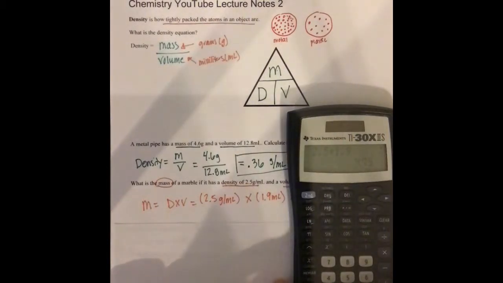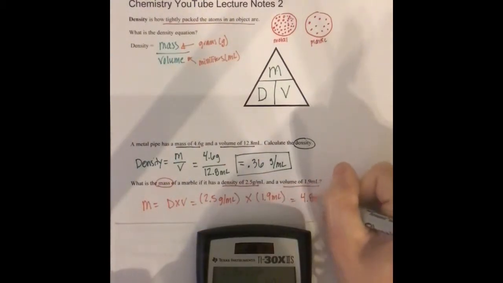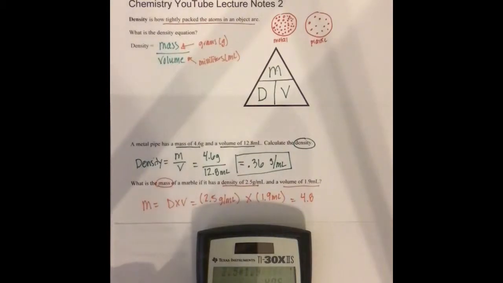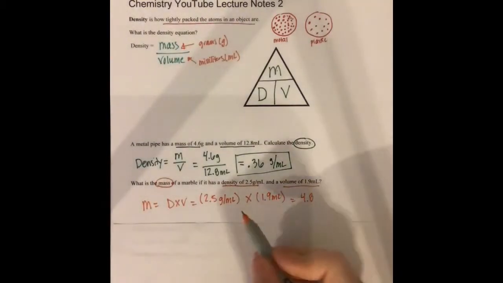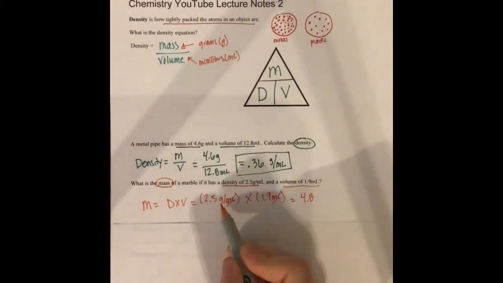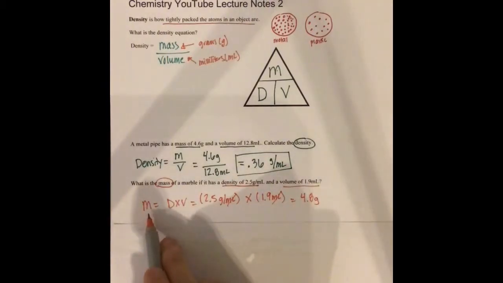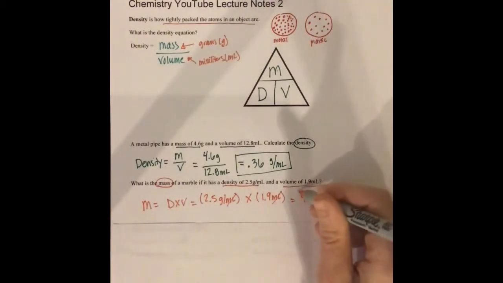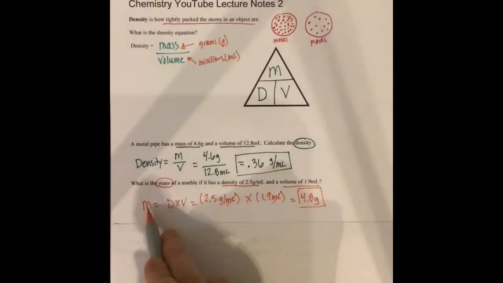And I get 4.75. We could round that to 4.8 to keep 2 sig figs. Okay, let's look at the units. My milliliters are going to cancel, and I'm left with grams, which makes sense because I was asked to find a mass. So you can always ask yourself, do these units make sense for what I'm trying to find?